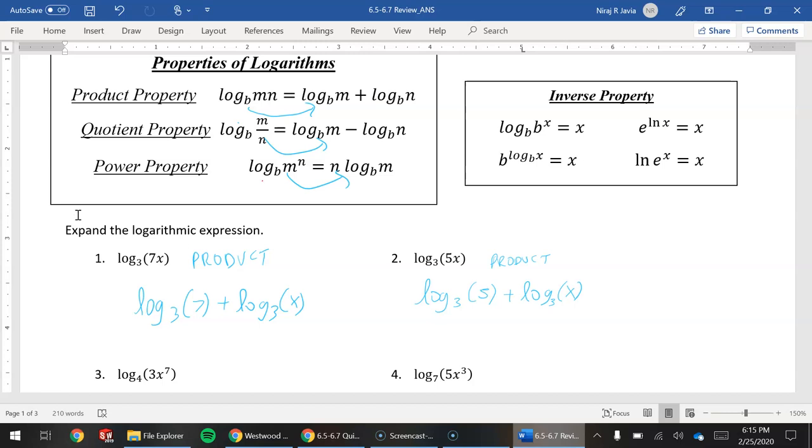Now, as I scroll through this quiz itself, I will not go back and forth just to make sure you don't freak out and go, oh my god, my eyes. When we go through the log properties and inverse properties, I'm just going to write what property we use, and it's up to you to look at it yourself.